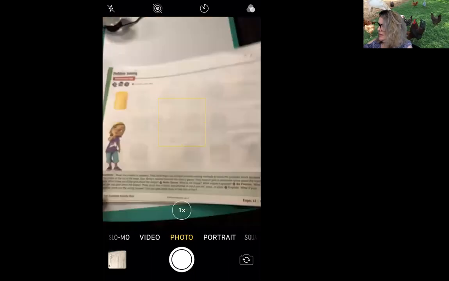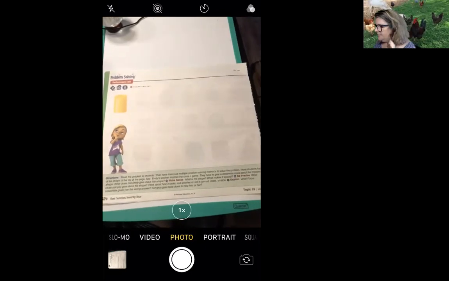Now, here we go. I'm going to read the directions, okay? And then we're going to do it together. This is actually the page that you're going to upload to Edsby for today's assignment, okay? So, here we go.